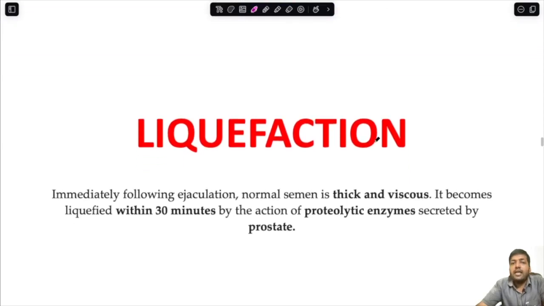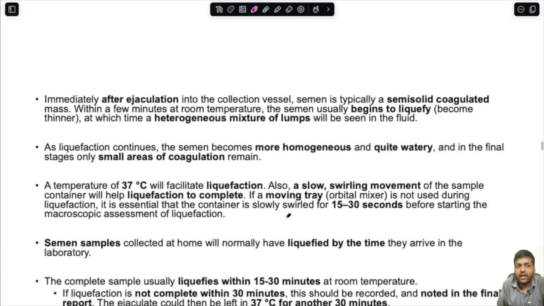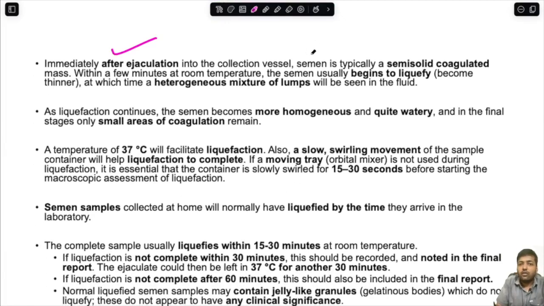So very importantly, first we are having the liquefaction, the next important attribute. Immediately following ejaculation, the normal semen is thick and viscous. It becomes liquefied within 30 minutes by the action of proteolytic enzymes secreted by the prostate. Immediately after ejaculation into the collection vessel, the semen is typically a semi-solid coagulated mass. Within a few minutes at room temperature, the semen usually begins to liquefy, that is, becomes thinner.